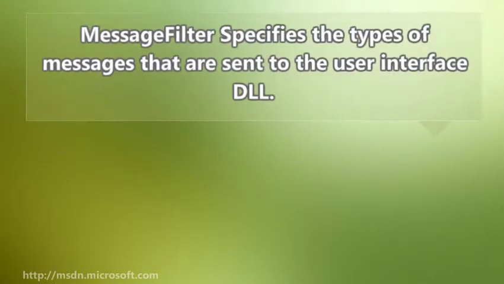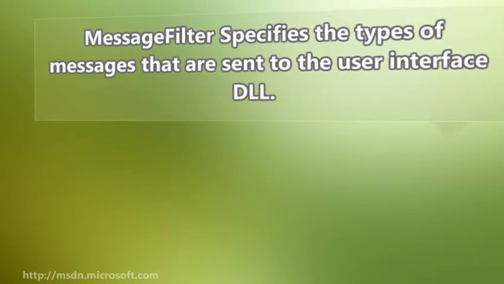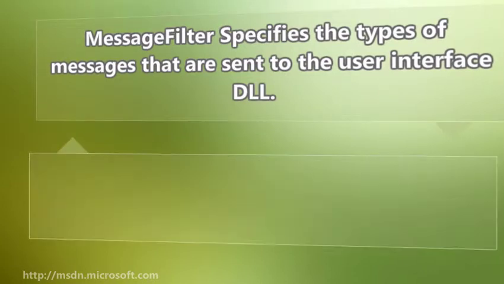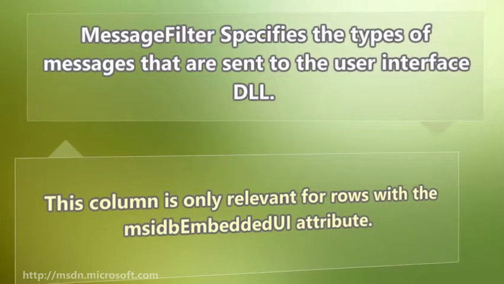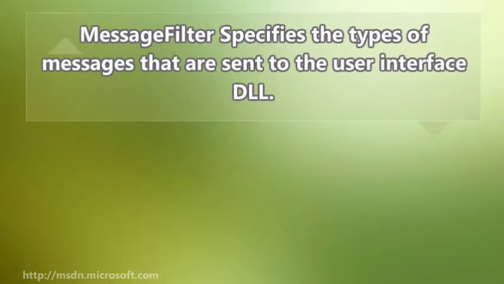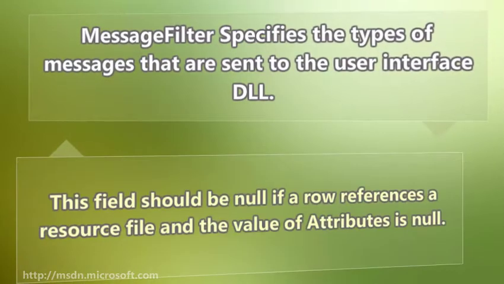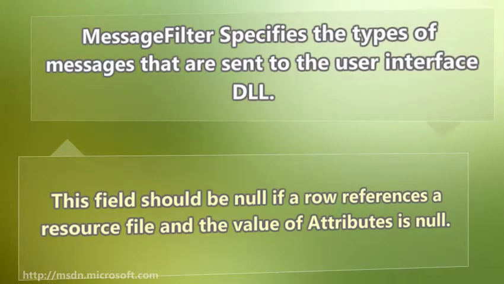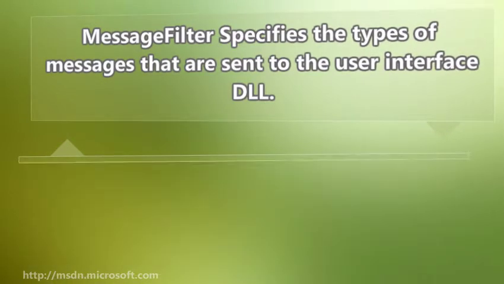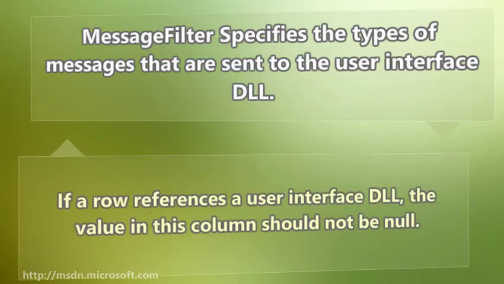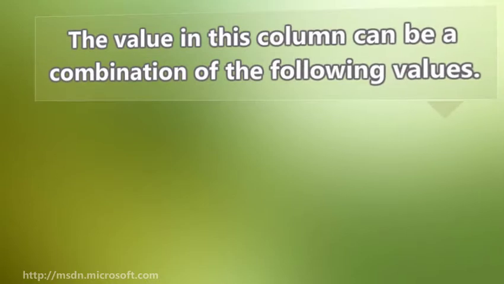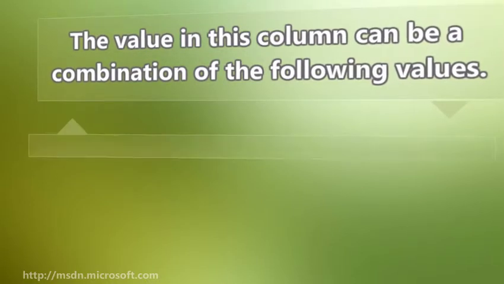MessageFilter specifies the types of messages that are sent to the user interface DLL. This column is only relevant for rows with the MsiEmbeddedUI attribute. This field should be null if a row references a resource file and the value of Attributes is null. If a row references a user interface DLL, the value in this column should not be null. The value in this column can be a combination of the following values. The installer ignores any other values.